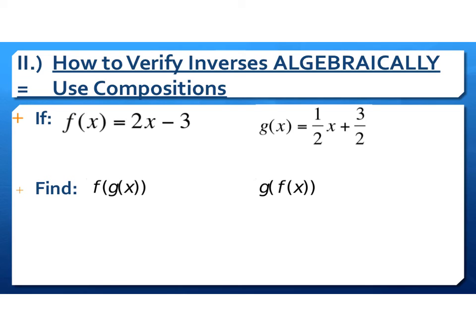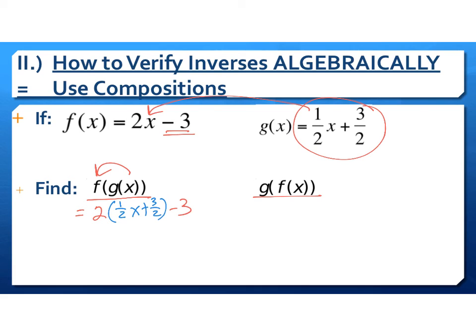So if I'm given f of x is 2x minus 3 and g of x is 1/2 x plus 3/2, and I want to know if they're inverses of each other, I need to do both f of g of x and g of f of x. So that means we're going to plug g into f. So I'm going to take this one and I'm going to plug it in here. Don't forget to add that -3 at the end. So this is going to equal 2 times my g of x minus 3. And I'm going to go ahead and distribute. So I get x plus 3 minus 3, and this one simplifies to x.